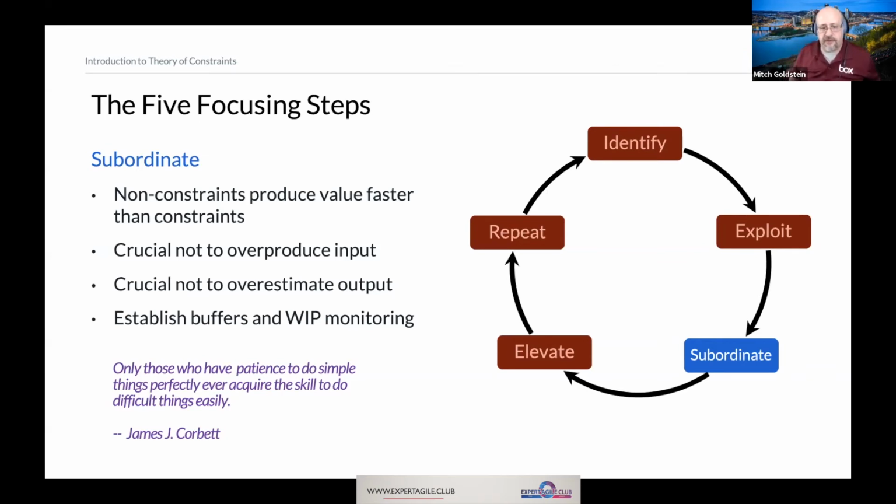Only those who have the patience to do simple things perfectly ever acquire the skill to do difficult things easily.